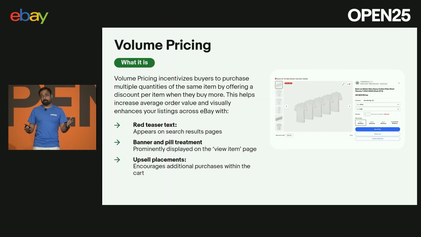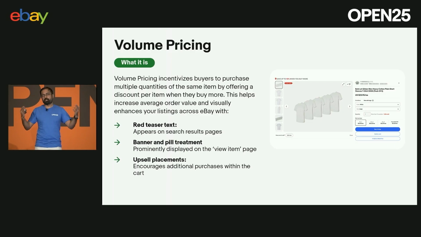So now we're done with sale events, which were amazing to drive urgency. Coupons are great for targeted incentives. The last but not the least, or there's more, but the next is volume pricing. This capability allows you to get your buyers to buy multiple items.